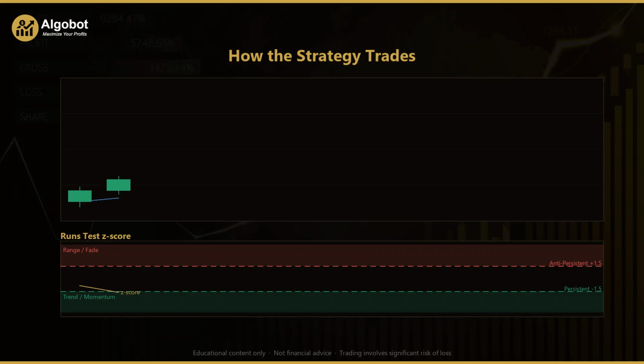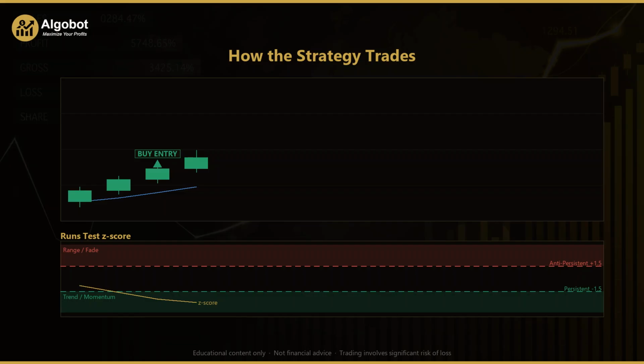Up top, we have price candles, and in the lower panel we have the runs test z-score, the single statistic that drives every decision. Two dashed lines mark the regime boundaries, the lower one at minus 1.5 and the upper one at plus 1.5. When the z-score sits below the lower line, the market is behaving in a persistent way, meaning price changes are streaking in one direction, and the strategy treats that as a trend.